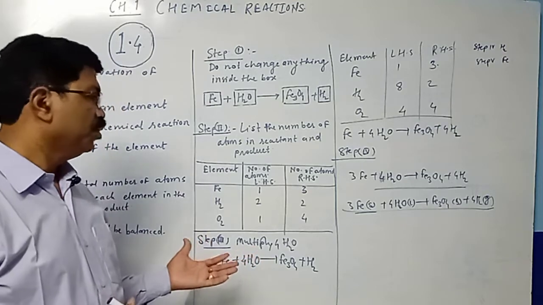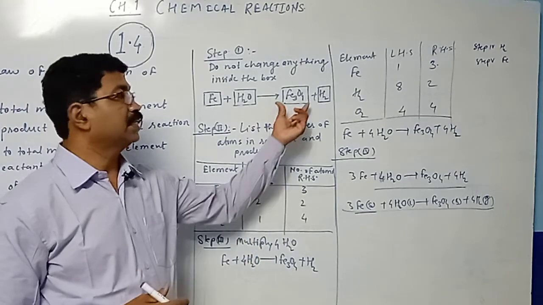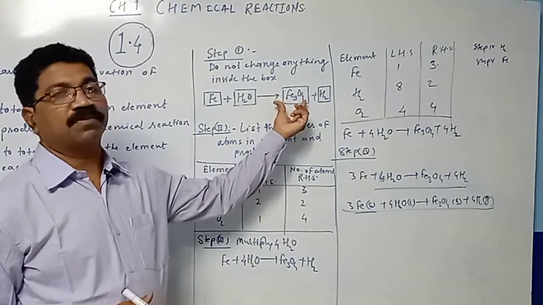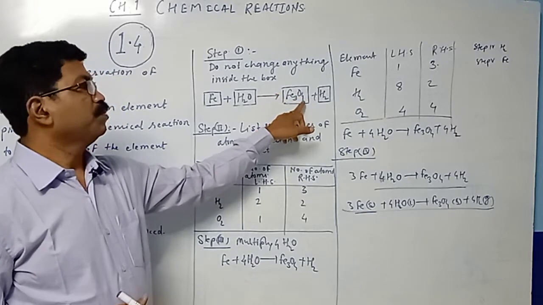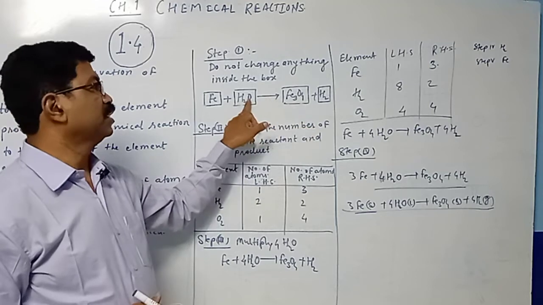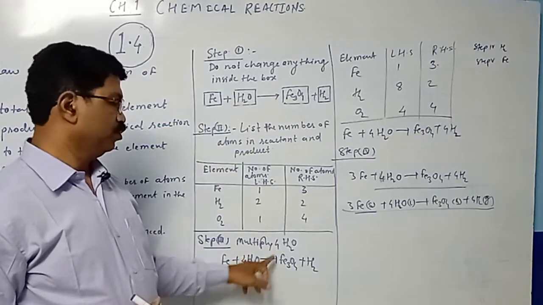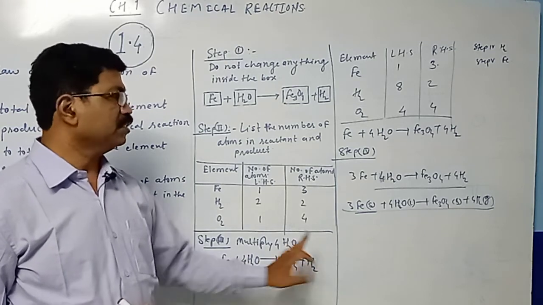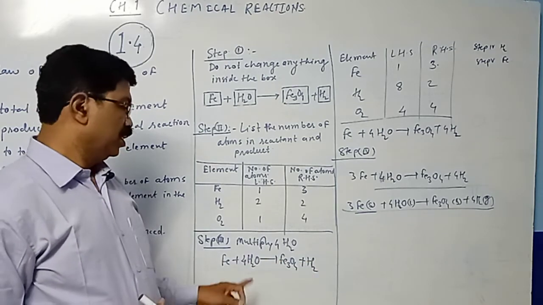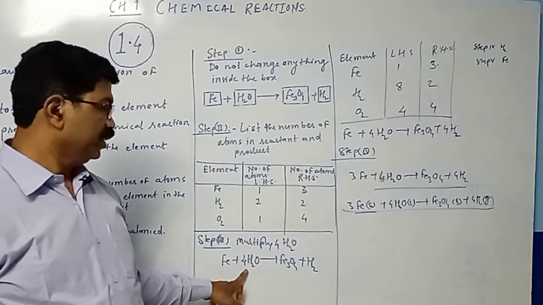How to balance it? We will start balancing from the largest molecule. We have to remember that we should start from the large molecule. So we will start from Fe3O4. How many oxygen atoms are there? 4 here. So I will multiply by 4 to H2O, so you get balanced oxygen. Fe plus 4H2O gives us Fe3O4 plus H2. Okay, now oxygen is balanced.